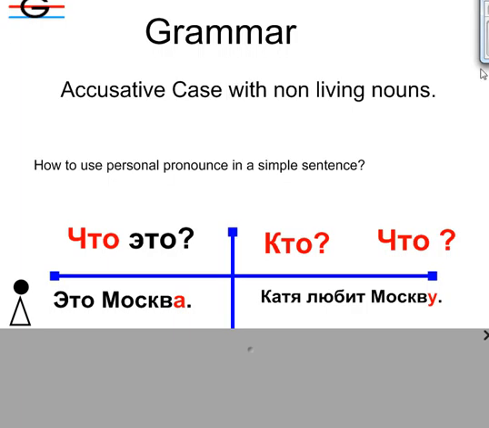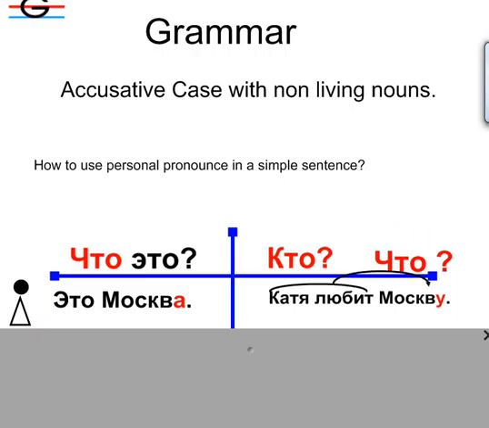Look at two examples that I have here. The first one: это Москва. Что это? Это Москва. And on the right side you see кто и что. Кто? Катя. Катя любит что? Москву. Что Катя любит? Катя любит Москву.